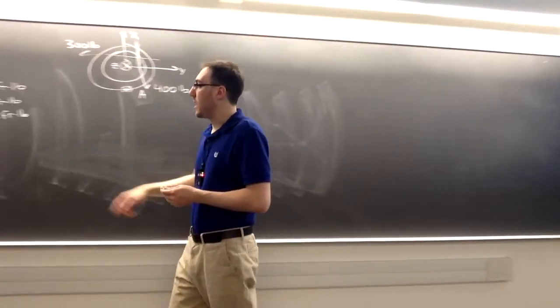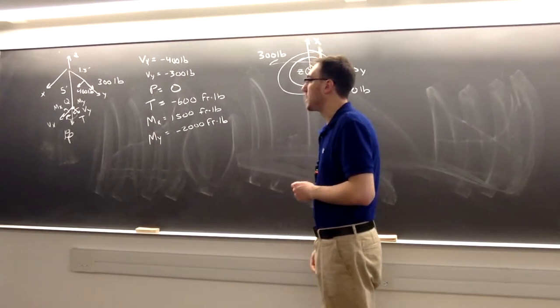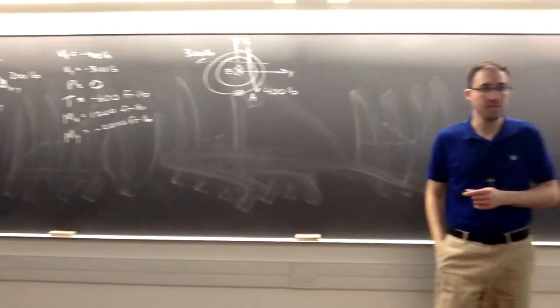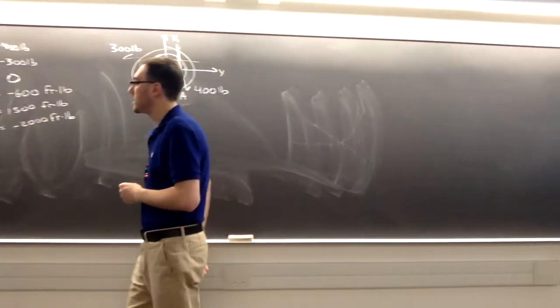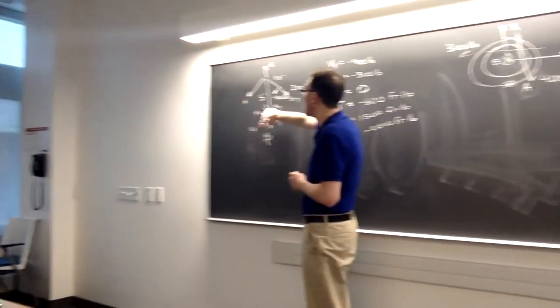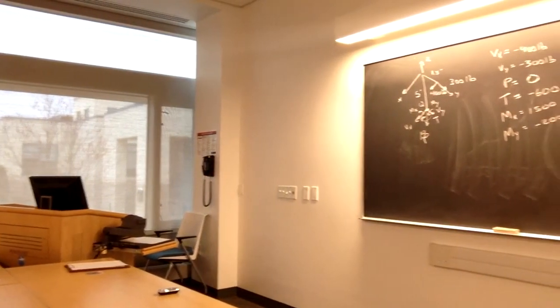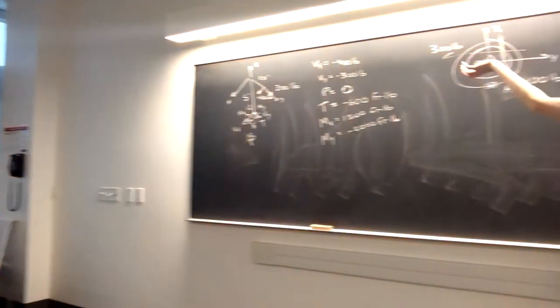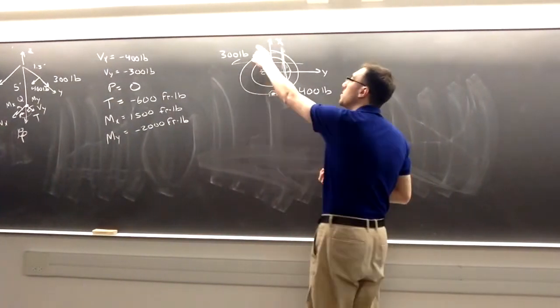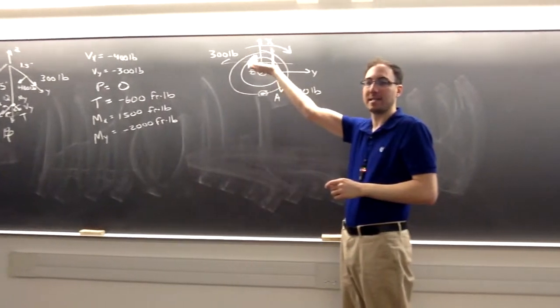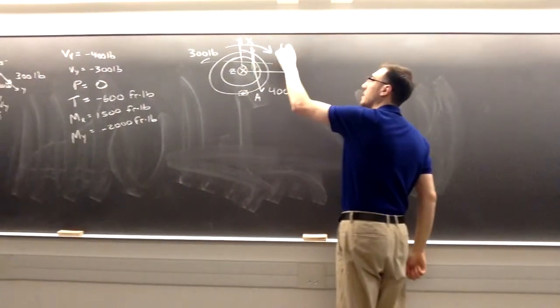We found P was 0, so I won't even draw it in this picture. T we found to be negative 600 foot-pounds. My assumption was that T was positive around the negative z-axis. This means it's positive around the positive z-axis. So my z-axis goes into the board, so my torsion T is going to be positive around that z-axis into the board, 600 foot-pounds.